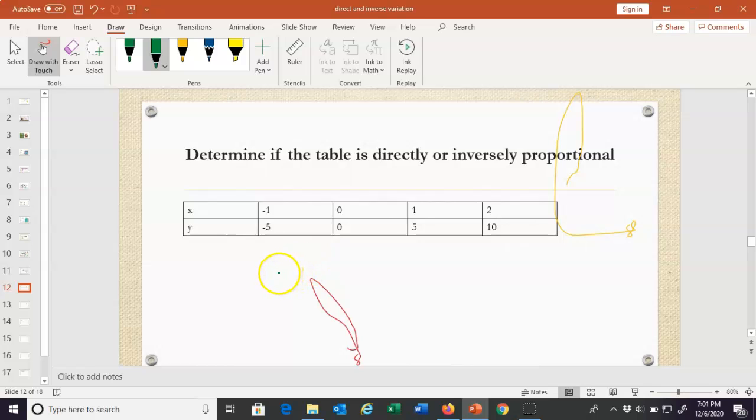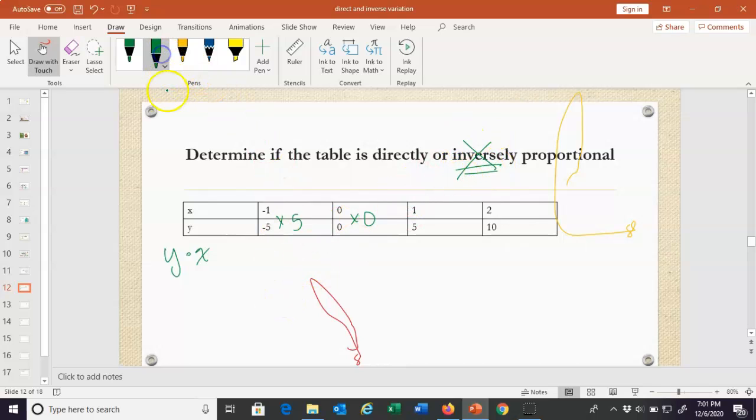So all we have to do is do the same test, right? So inverse variation, we're going to test to see it's y times x, right? And if we get the same value every time, we know it's inverse. So let's try. I don't know why I picked inverse first. You could pick direct as well. We need to decide which one it is. So 1 times 5, that's 5. 0 times 0, that's 0. So already they're different. So we know it's not inverse.